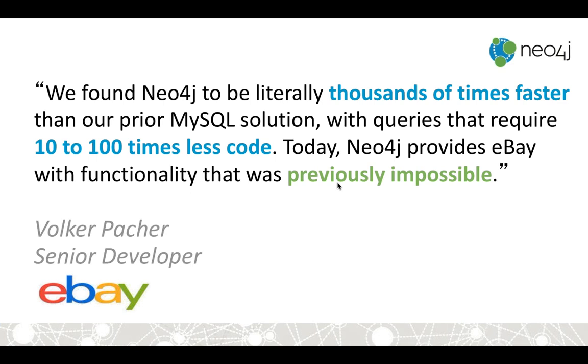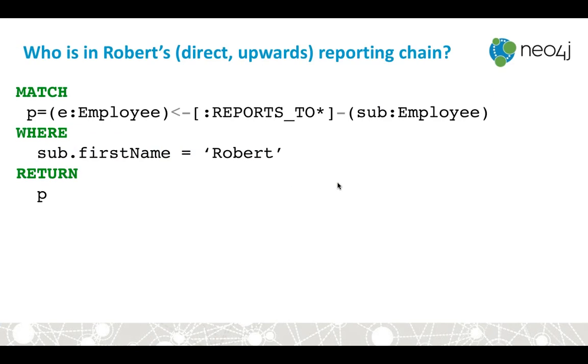So here's a quote from one of our customers at eBay, and they literally found Neo4j to be thousands of times faster than their previous solution, with queries that require 10 to 100 times less code. This is a really, really important proof point on the power of graph databases, because not only is it easy to develop, saving you a lot of development time, but the solution that you build is actually a lot more performant because of the native graph database storage model that is used by Neo4j.